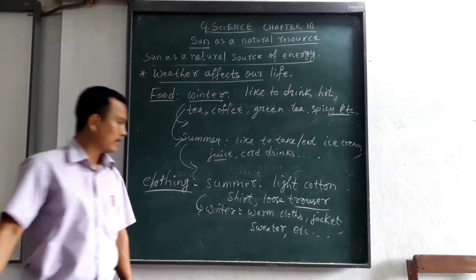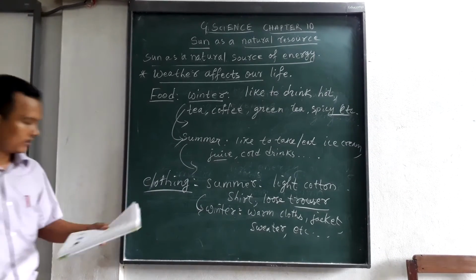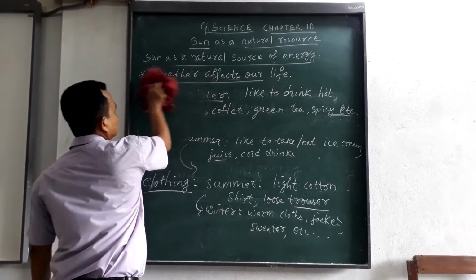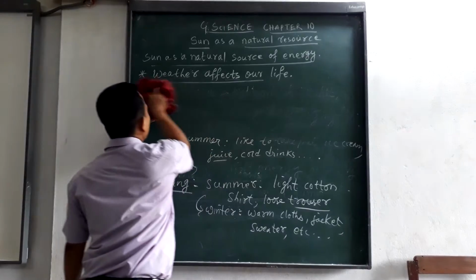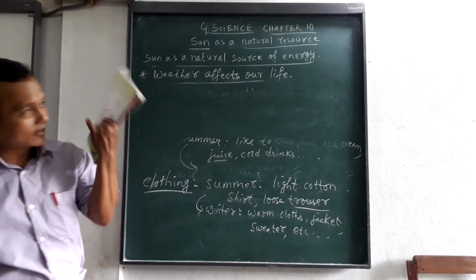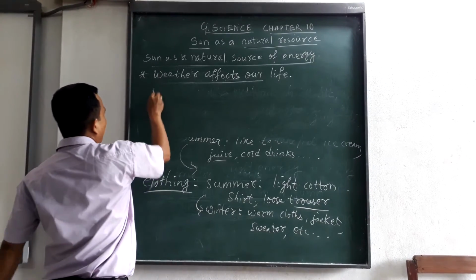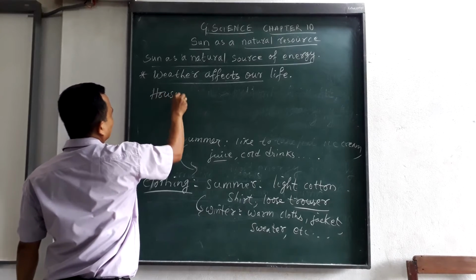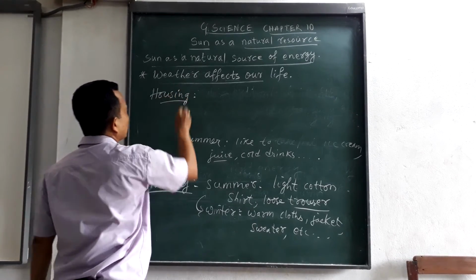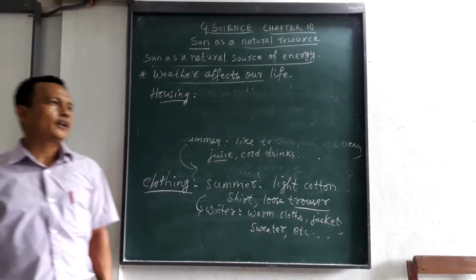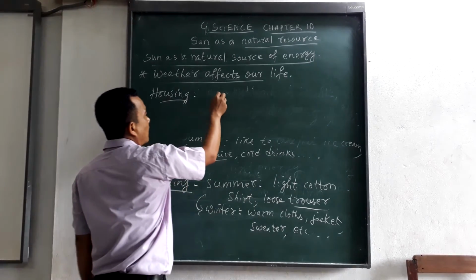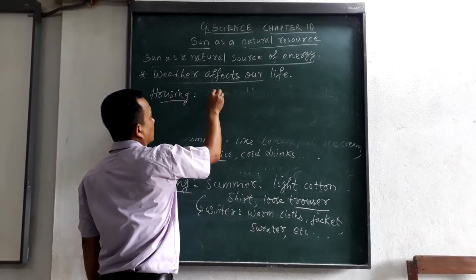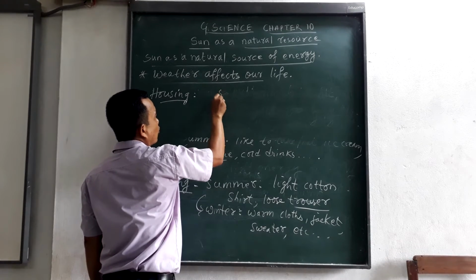So that is one. And another one is the housing. Let us go to the third point of this objective, how weather affects our life. Housing. You know, you will see in the mountainous area, the houses they build have a sloping roof.